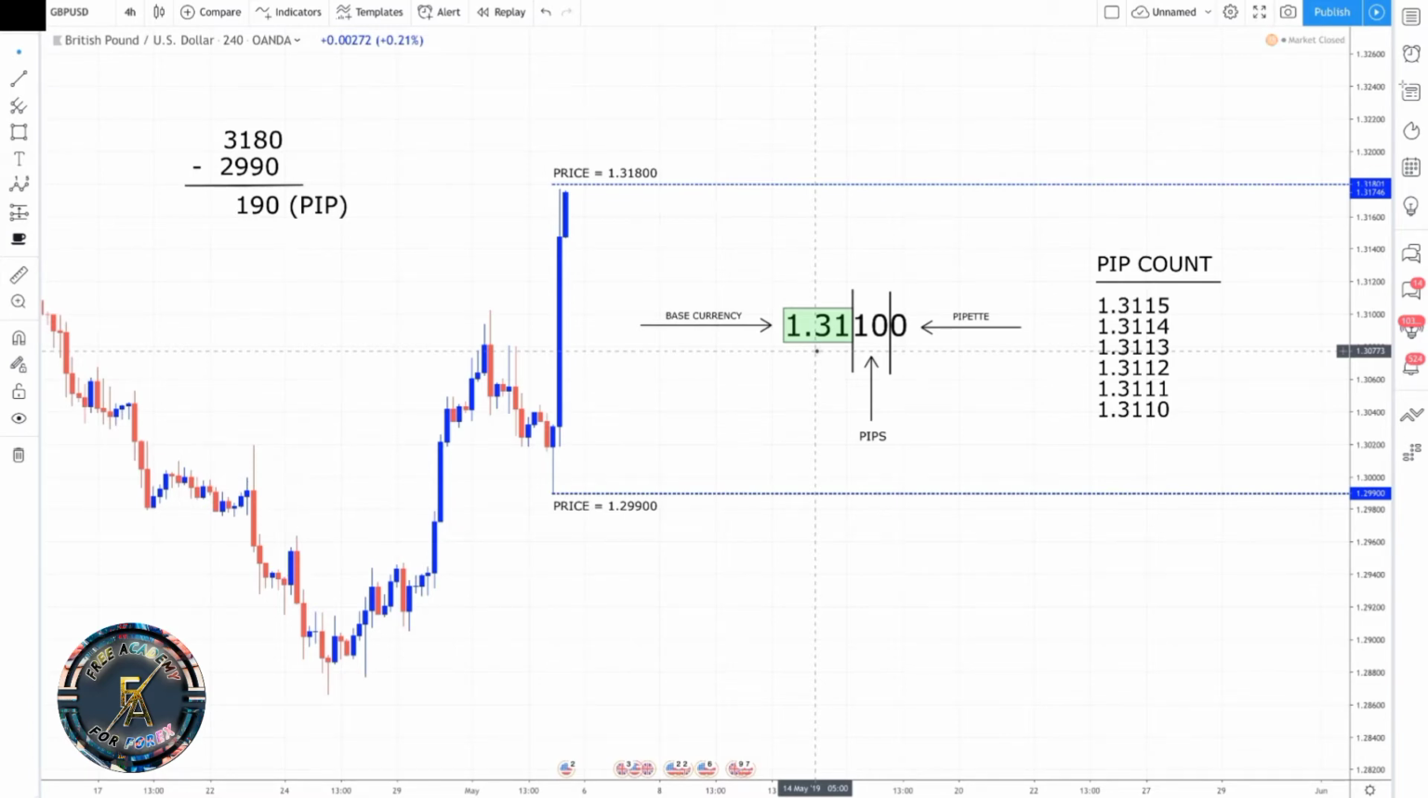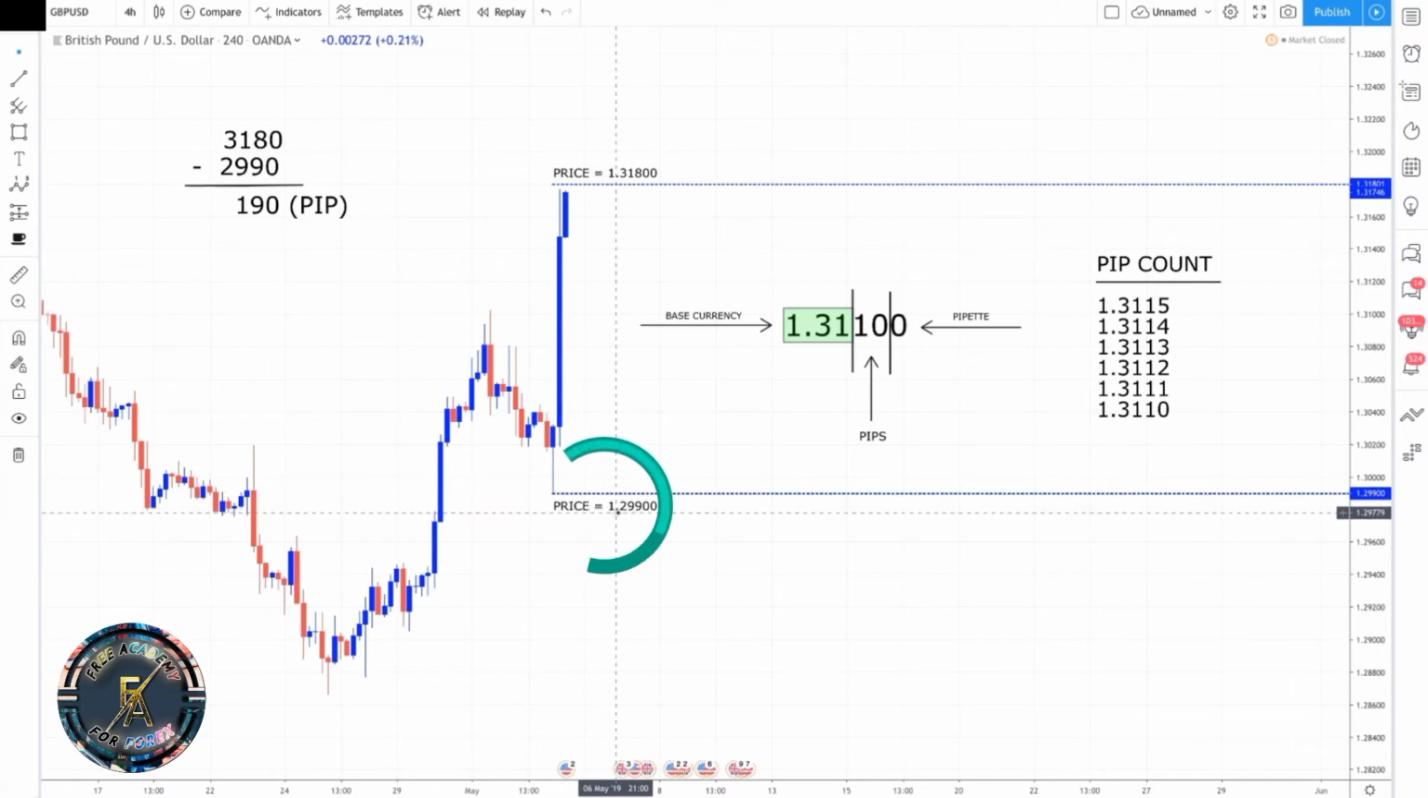Now, the 3rd and 4th decimals are the fractions of the currencies that are moving and calculating when the market is going up and when the market is going down. Every single time this unit of measure changes by 1 decimal, the pip count is either going up or coming down. In this example, we can see that the Great British Pound to the US dollar started at 1.29900 and rose to 1.31800.